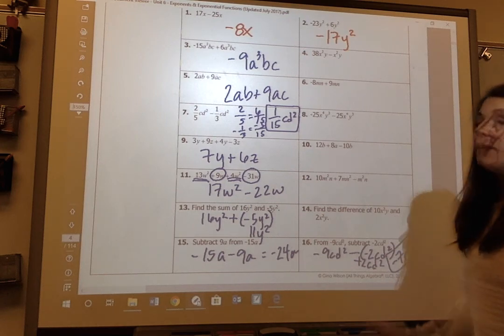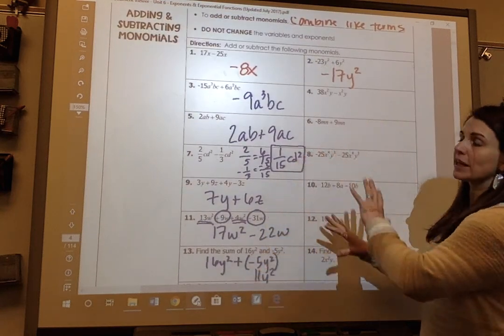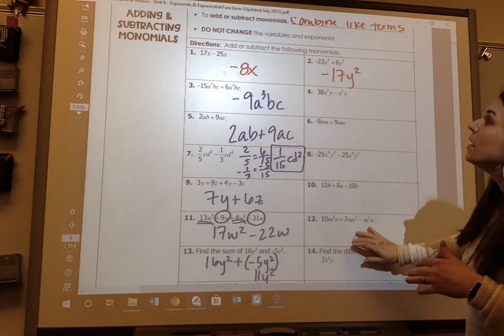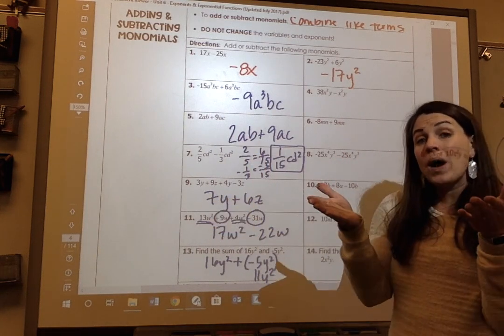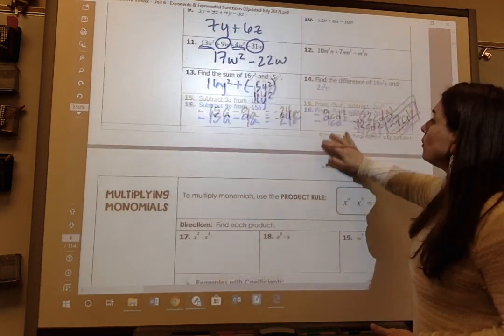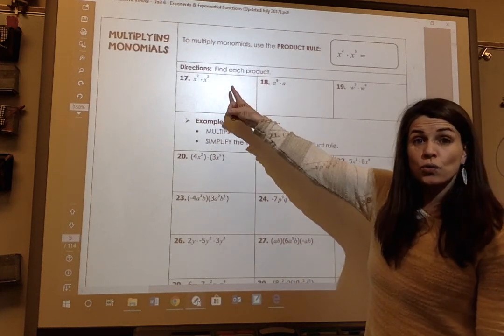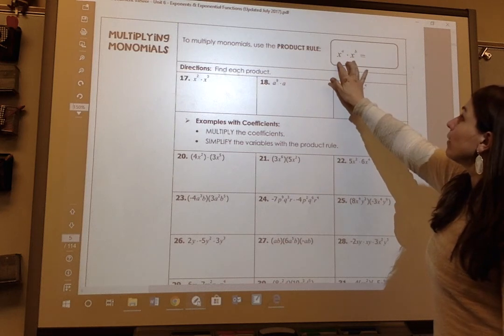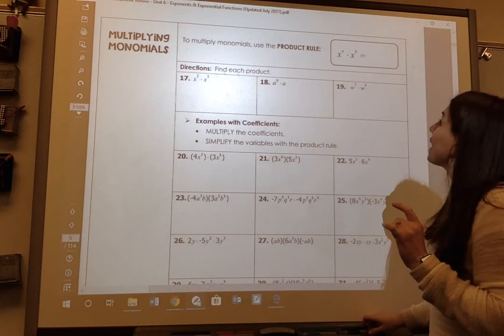Okay? Let's go back. So hopefully adding and subtracting, not new information, just a refresher from the beginning of the year. So this is when we add and subtract. This is when we combine like terms. But what happens when we multiply? What goes on with those exponents? So you did this for a little bit last year, but this is your rule. When you multiply monomials, we use the product rule. So if my variable is the same, I'm going to add my exponents.